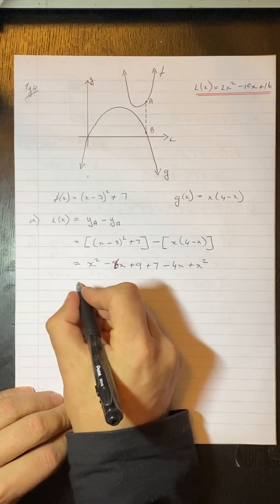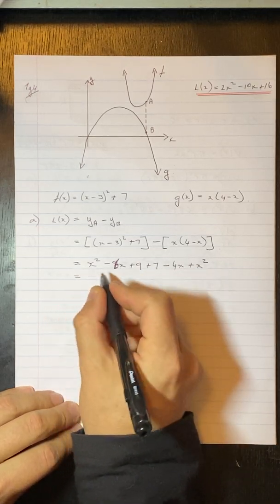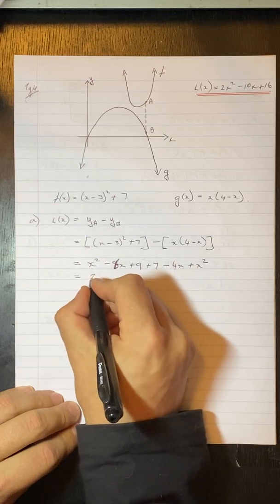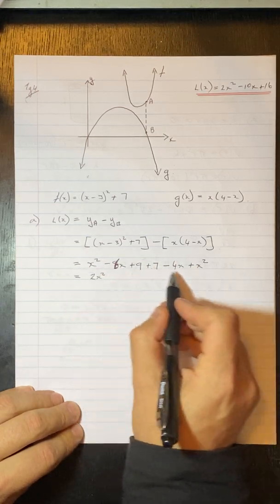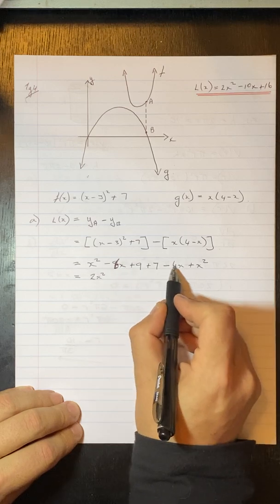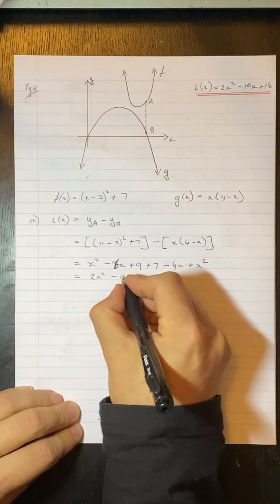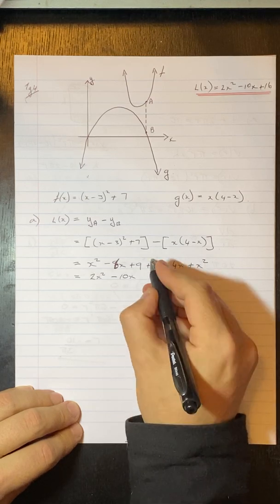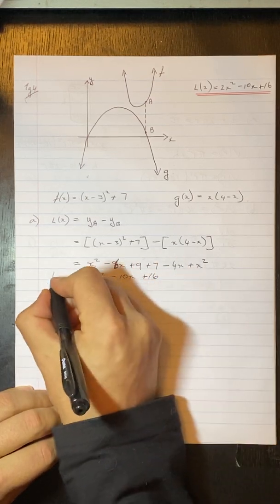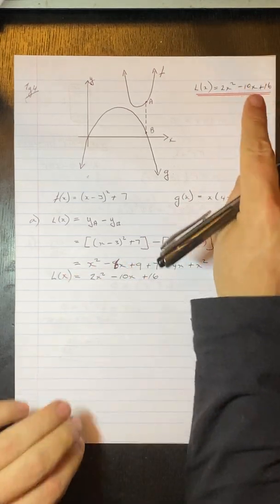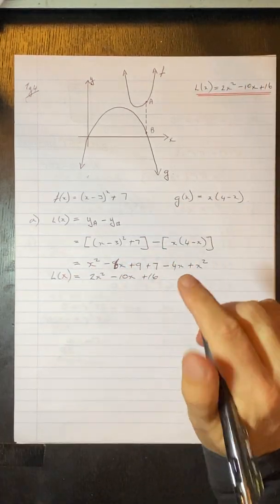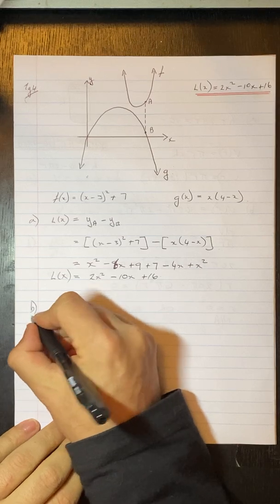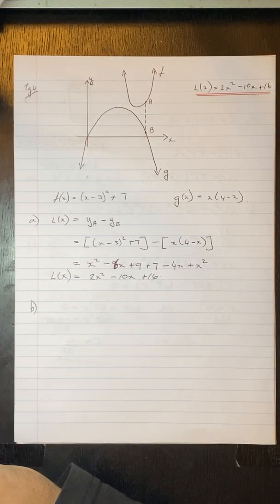Okay. So if I simplify this, x squared plus x squared gives us 2x squared. So those are gone. Then we've got minus 6x minus 4x gives us minus 10x. And then we've got plus 9 plus 7 gives us plus 16. Okay. And that is what they wanted. All right, so we've shown them that. Then question B. Calculate the value of x for which L is a minimum and hence determine the minimum length.